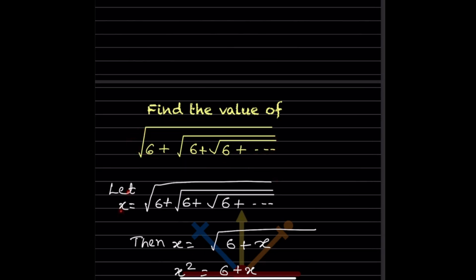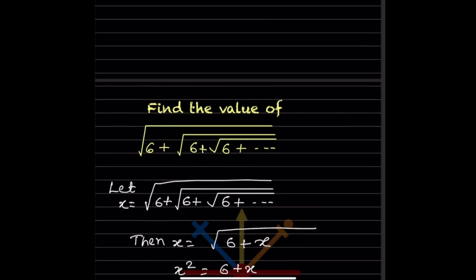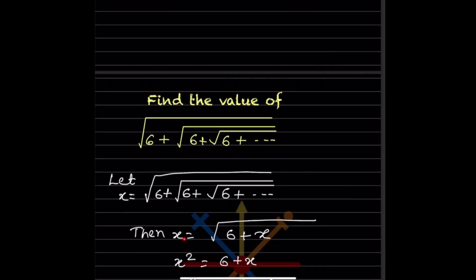So let x be this. Now we can write x is the root of 6 plus, and this part we can write as x again, because this goes on to infinity. So again for this part we can write x, because it will again be the root of 6 plus, and it will go on. So we can write x is the root of 6 plus x.